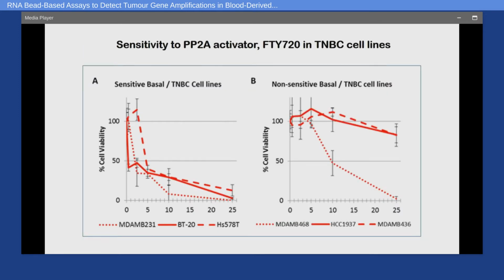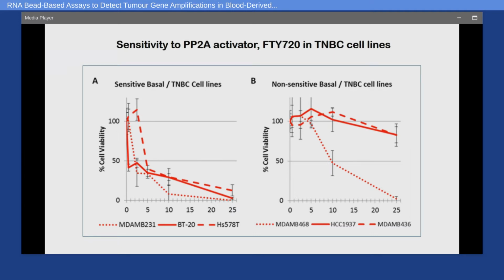So the importance of PP2A in breast cancer led us to look at the sensitivity of cell lines. In this case, I'm showing the triple negative breast cancer cell lines and their sensitivity to the PP2A activator FTY720. As you can see in these graphs, graph A shows TNBC cell lines that are sensitive to FTY720. There is the percent cell viability on the y-axis, and on the x-axis we find the concentration of FTY720.